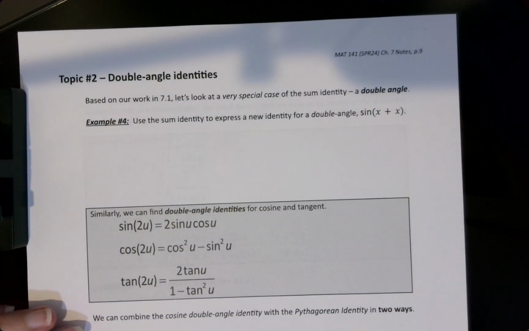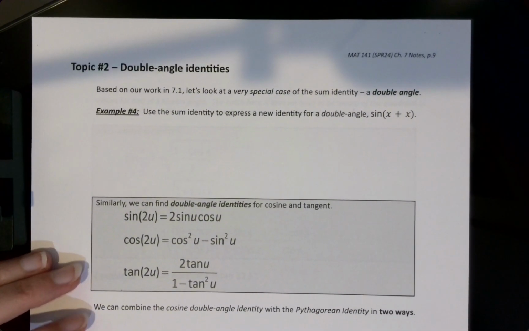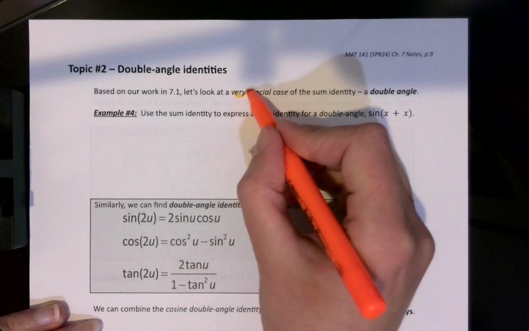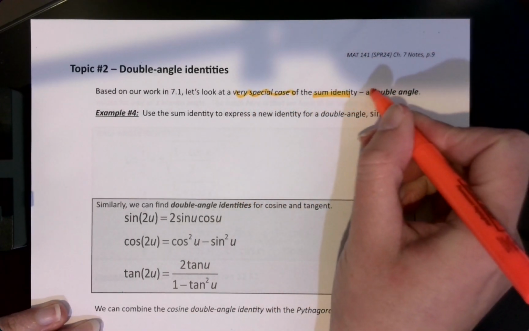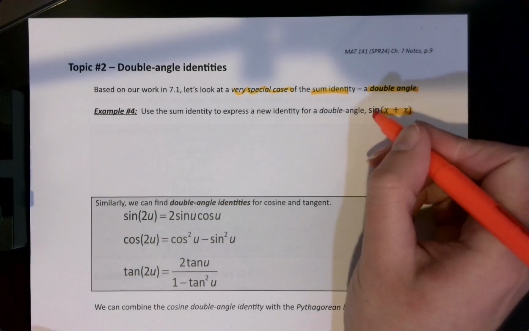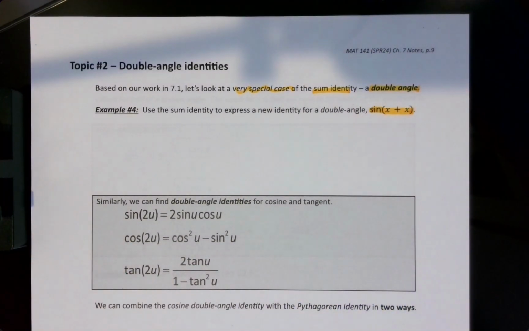All right, next we're going to take a look at double angle identities. So we're going to look at a special case of the sum identity, a double angle. What happens if you're adding the same angle to itself? And we'll use the sine identity for our example here.